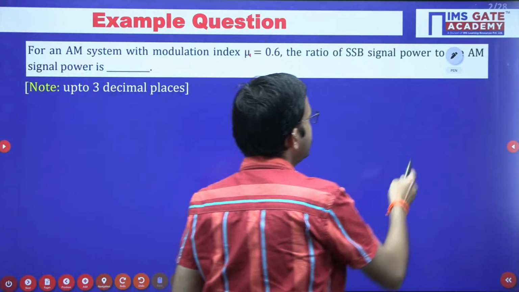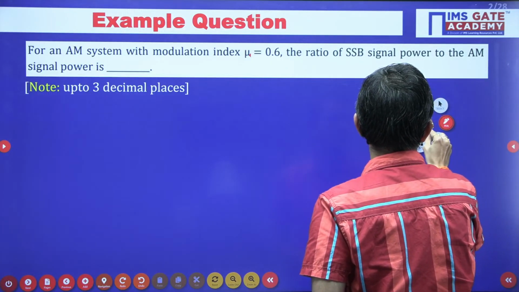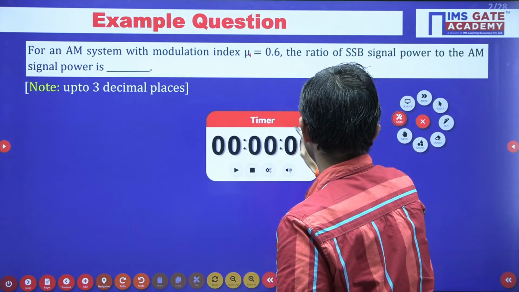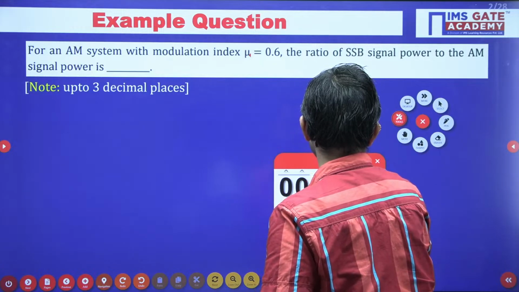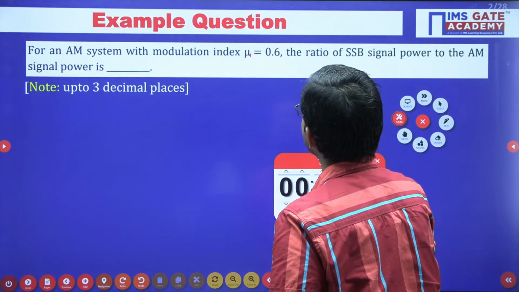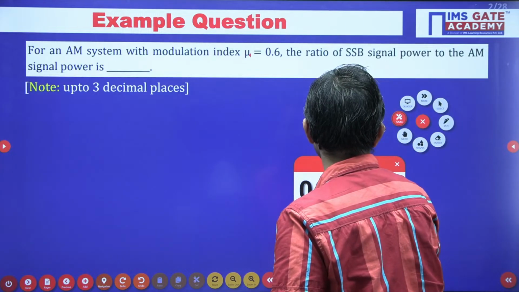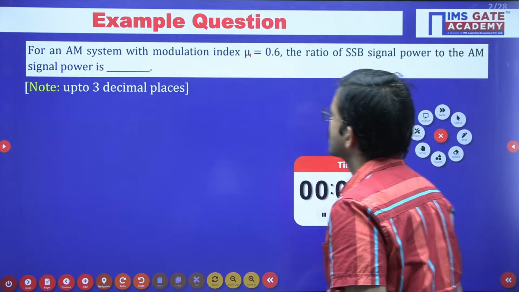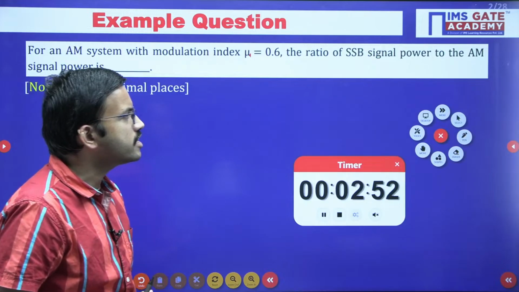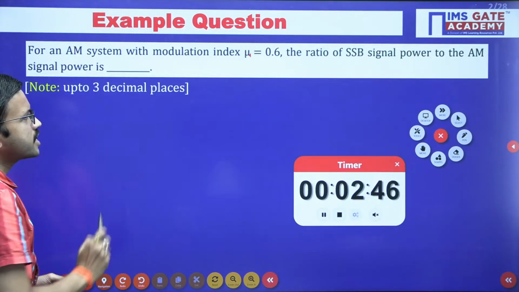So this is the first question. This is a question related to power calculation, the ratio of power of SSB-SC signal with that of AM signal. So this is the NAT question. Whatever answer you are getting, you can round off to 3 decimal places.